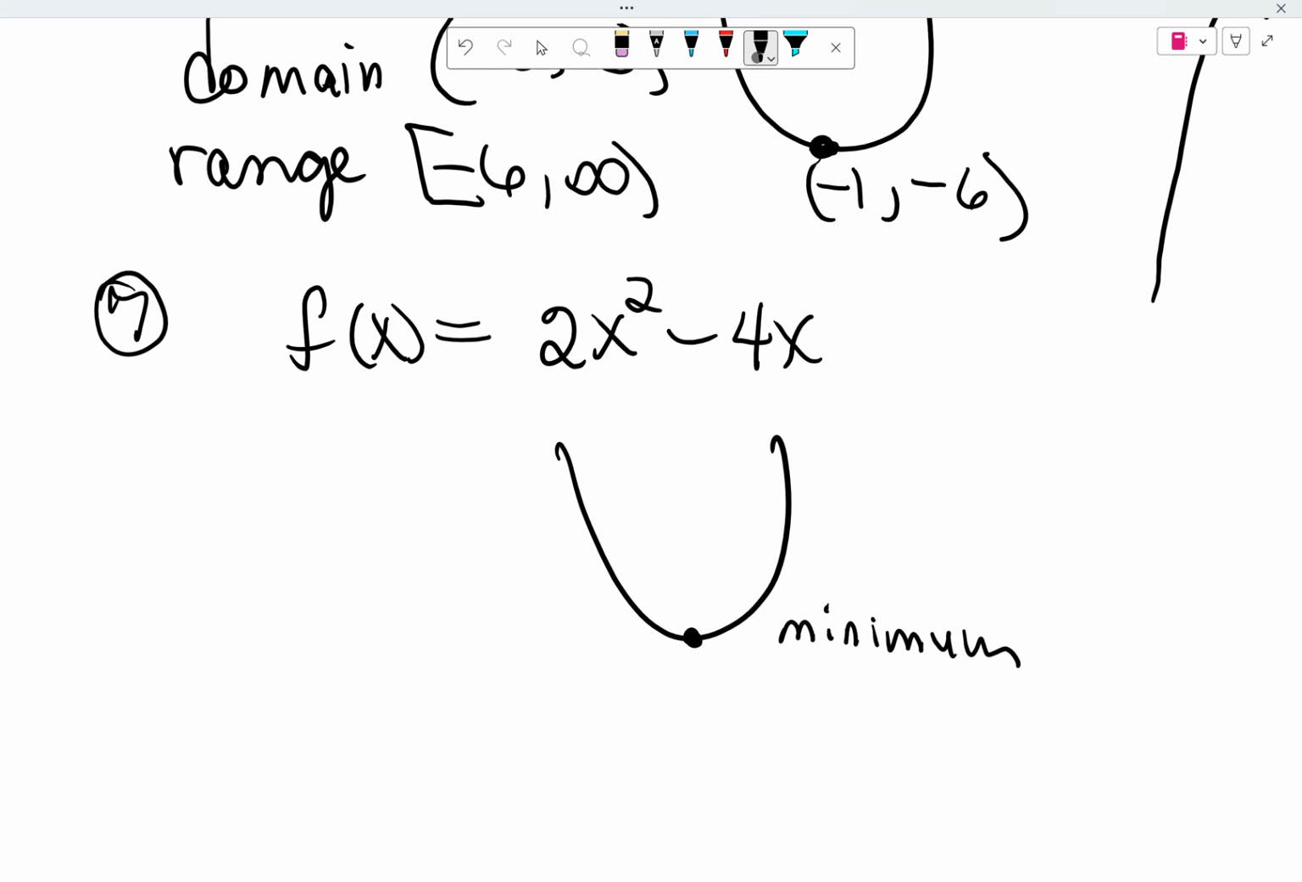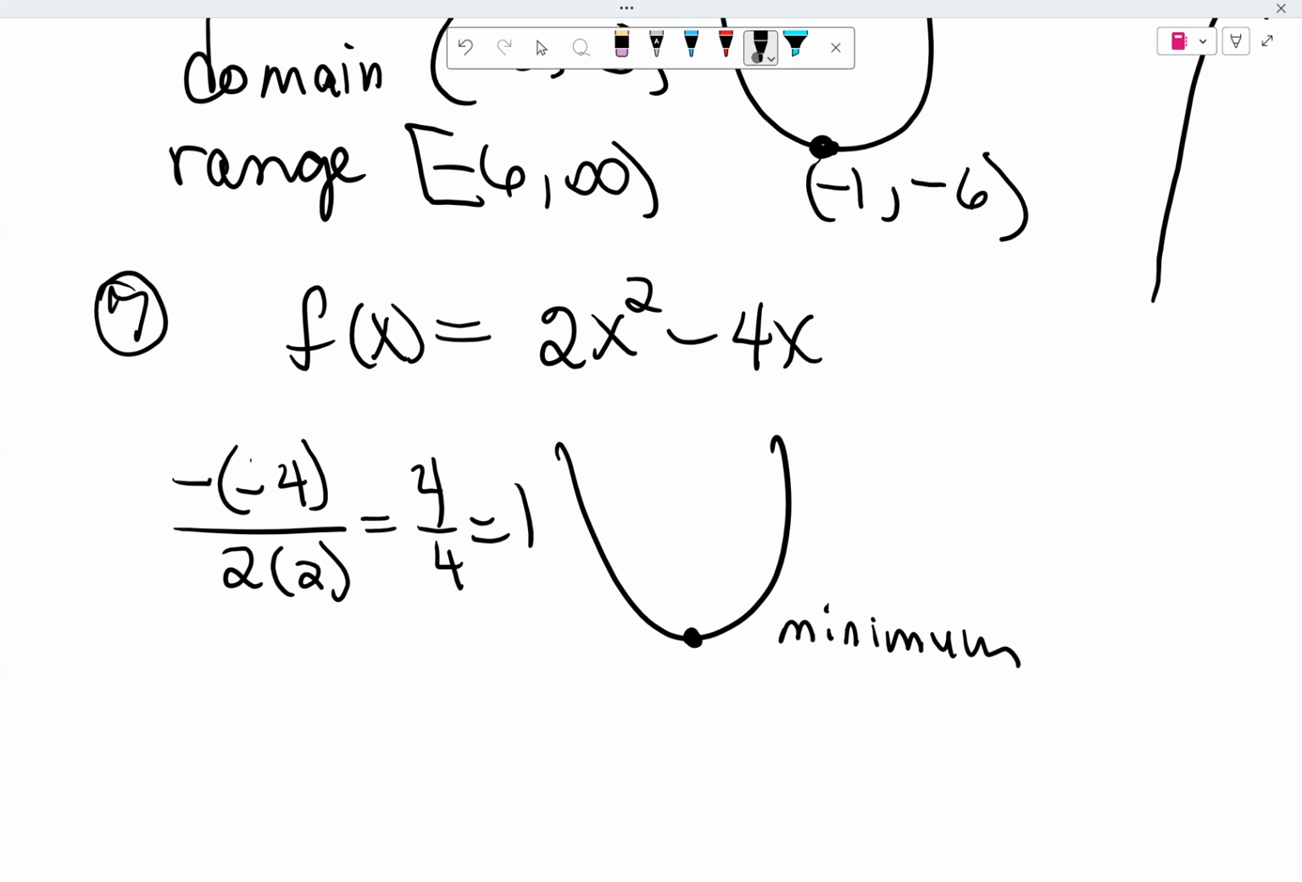Bye-bye. Now I want to solve for negative b over 2a. So negative b over 2a gives me 4 over 4, which is 1. I already have the answer, but if you don't see why I'm saying that, ask yourself again. Look at the answer choices. We know it's a minimum, so eliminate A and D. Now look at B and C. Why did I say I already have the answer? Only one positive one.